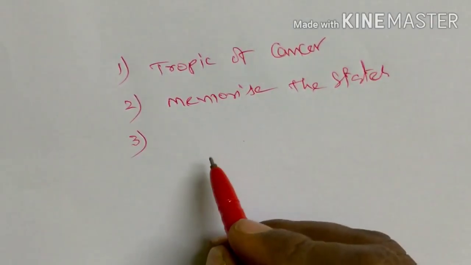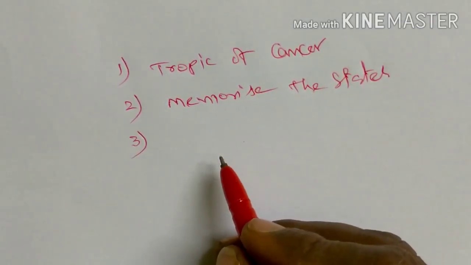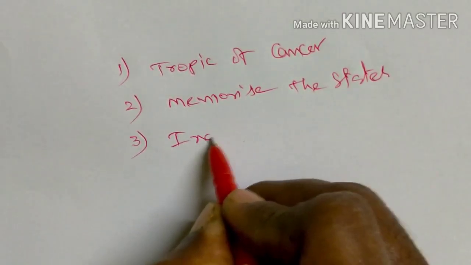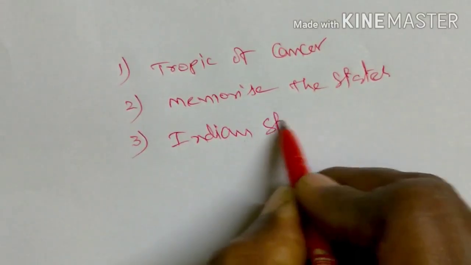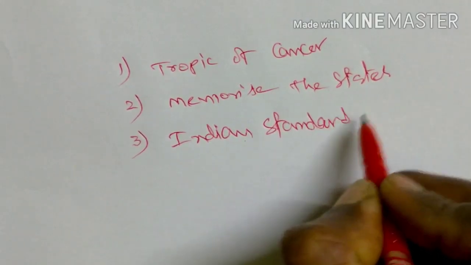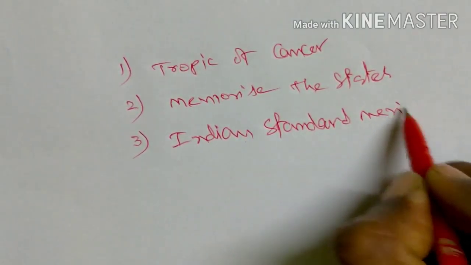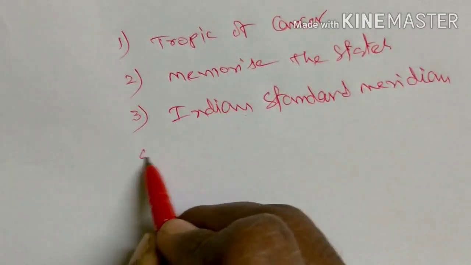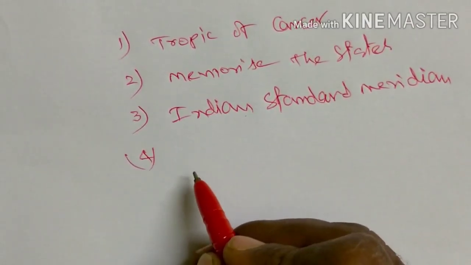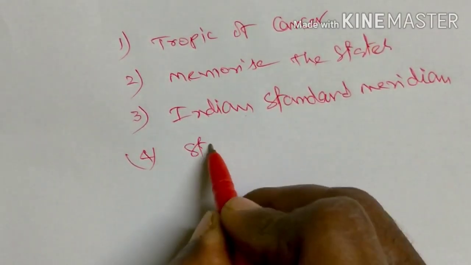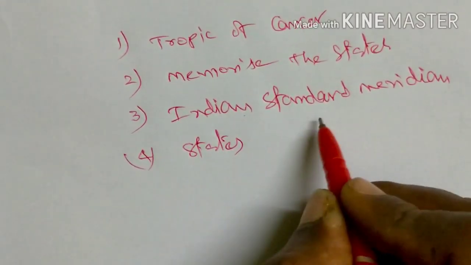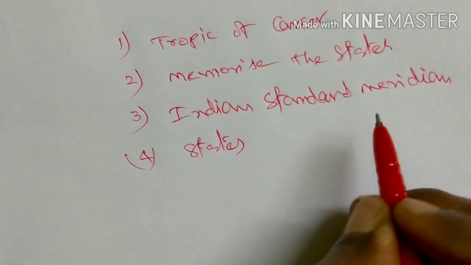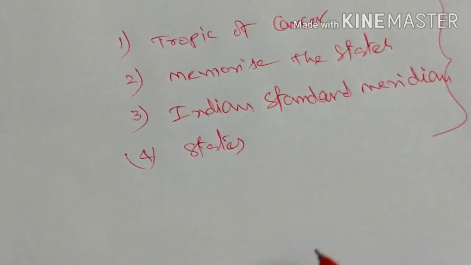Third one, how to draw Indian standard meridian on India outline map, and know about the states through which Indian standard meridian passes. We know these four concepts in this video.